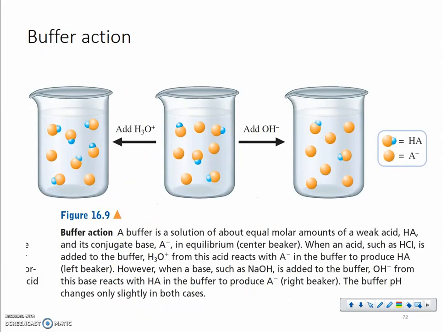So for example, if you have this buffer solution of some amount of HAs and A minuses, if you add H3O plus, then you're going to just create more HAs, which is already part of the buffer. If you add OH, you're just going to create more A minuses, which are part of the buffer.